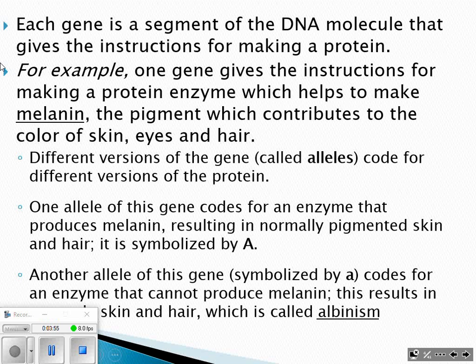So if you lack that ability to put coloring in your skin and your hair, that's called albinism. People with albinism, or albinos, have very, very light colored skin, light, almost white hair, and kind of a reddish tinge to their eyes. So that's just one version and one way that your genes code for your traits.